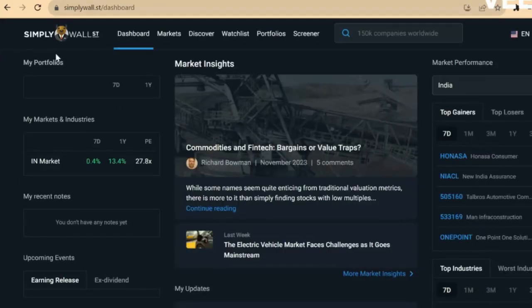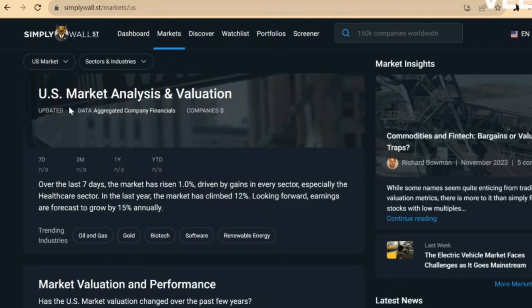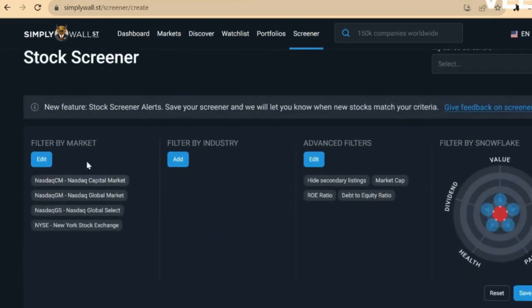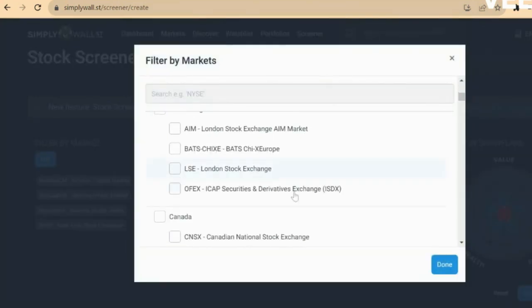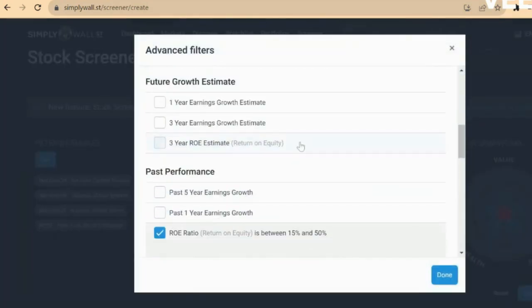After that, we can choose the market US, as this website shows data for different markets of the world. This is the section of the screener. We can filter the companies in different ways, like market or industry type, or advanced filters like market cap, return on capital employed, etc. So let's start with how to use a screener.